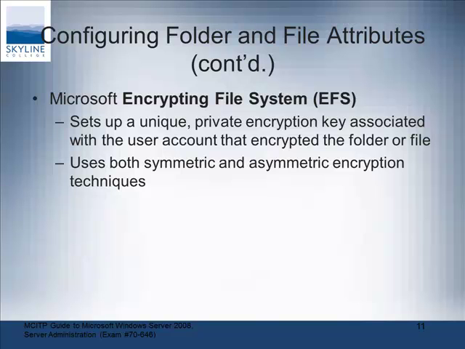So what happens in this, an encrypting file system, when you encrypt a file, the system generates a random symmetric key. It encrypts the document with that key. Once that's done, it encrypts the symmetric key with your private key.